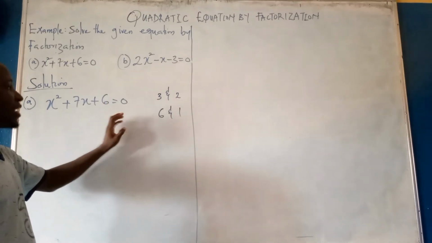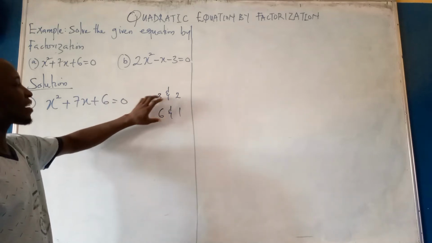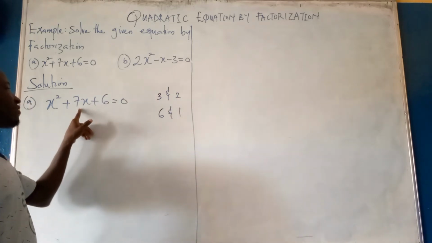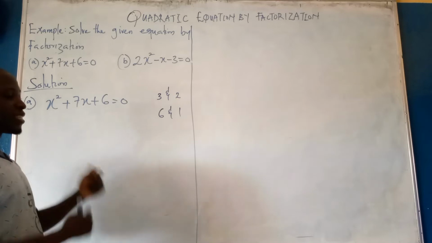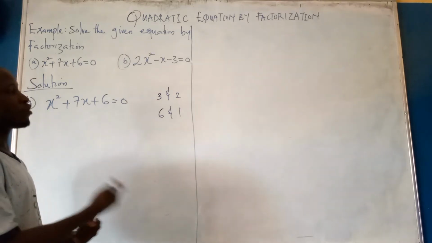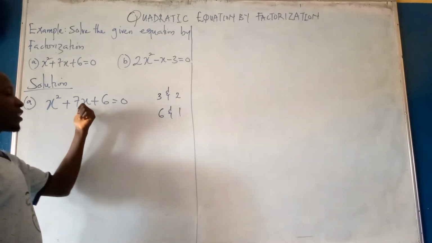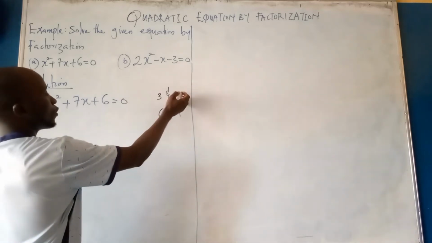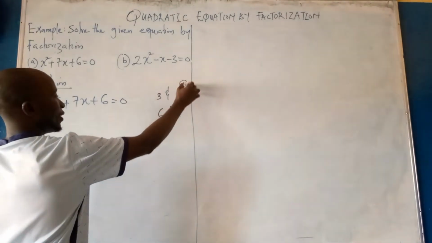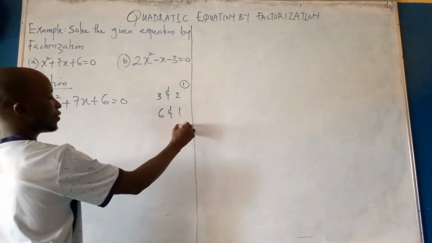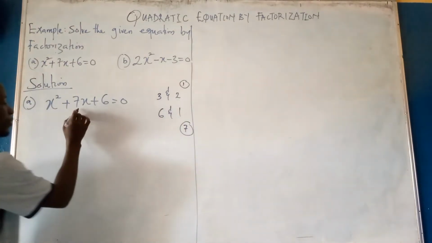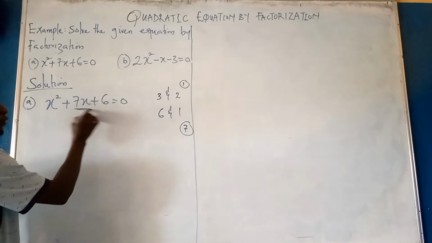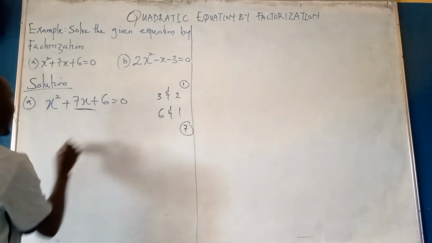That is not the end. The two factors we are going to use must also satisfy the middle value here. That is, when you add the two together, it's going to give us 7x. If you try this, 3 plus 2 gives us 5, but 6 plus 1 gives us 7. And that really satisfies what we have here. And this will lead us to the next level.